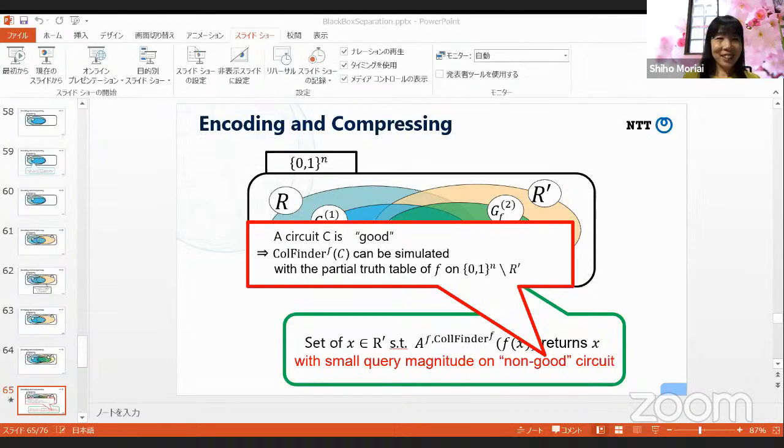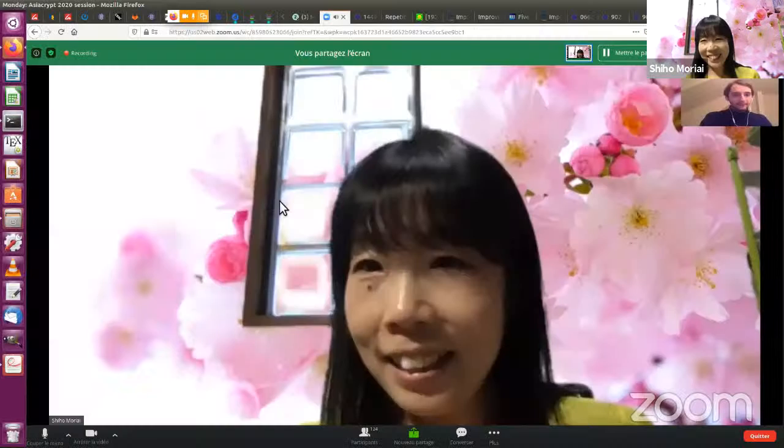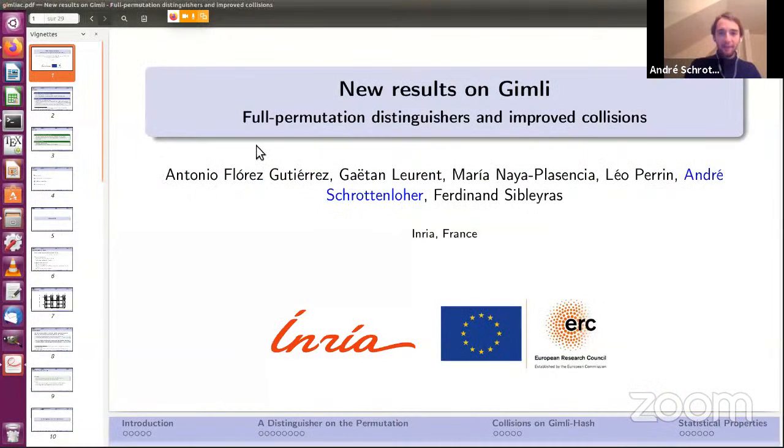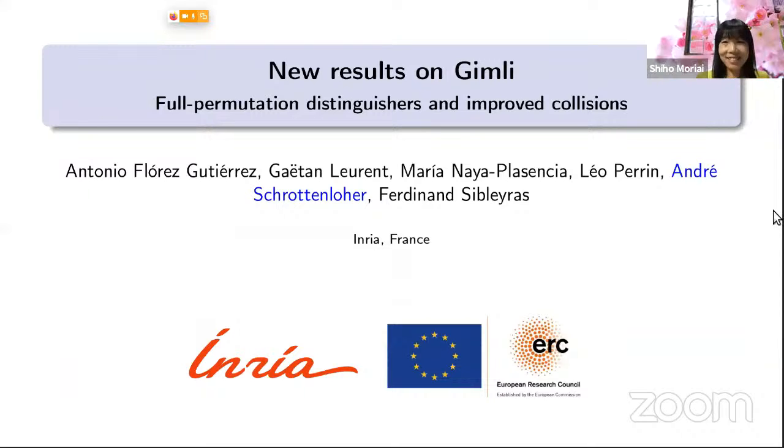Okay, thank you very much. So it's time now. Thank you very much, and let's go to the next best paper. Thank you. And the next talk is New Results on Gimli: Full Permutation Distinguishers and Improved Collisions by Antonio Flórez-Gutiérrez, Gaëtan Leurent, María Naya-Plasencia, Léo Perrin, André Schrottenloher, and Ferdinand Sibleyras. Are you ready for the presentation? Yes, if you can hear and see me. I'm going to try to share my screen. Yes. Hello. All right, can you see everything? Yes. Okay, great.